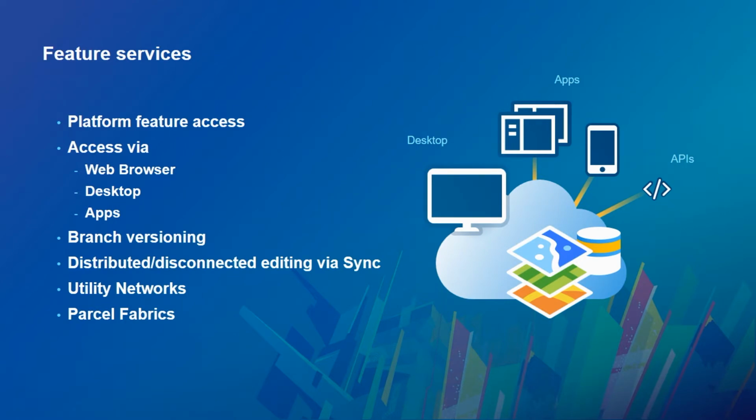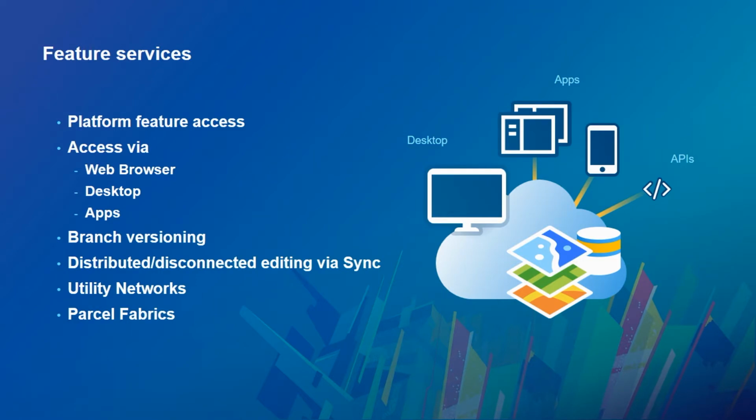It's also the ability to access your data through our platform. So whether you're accessing through web browsers, desktop applications, or mobile applications, that's how, through feature services, you can get access to your data. It's also the sole entry point for performing edits against branch version data. This is our new versioning model built for feature services that we'll get into much deeper later in the session.